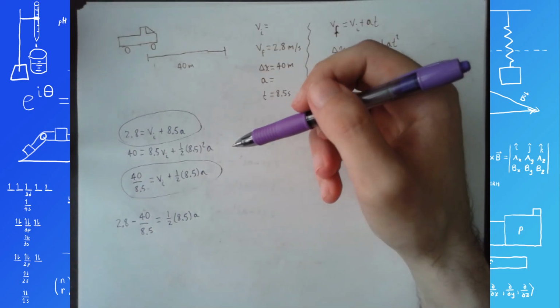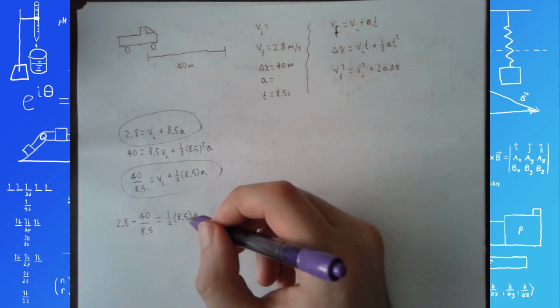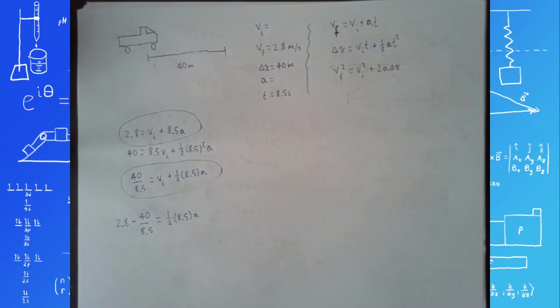Let's go ahead and plug in the numbers we do have now. So where's my calculator? There it is. So I've got 2.8 minus 40 over 8.5. Whoops, accidentally deleted it. 40 over 8.5. And then I want to, well, actually wait. And then multiply by 2 and divide by 8.5.